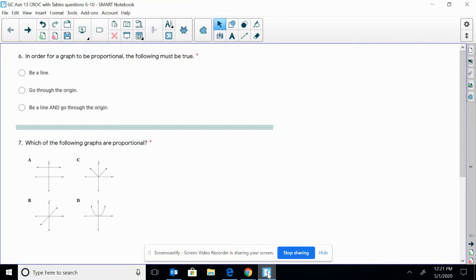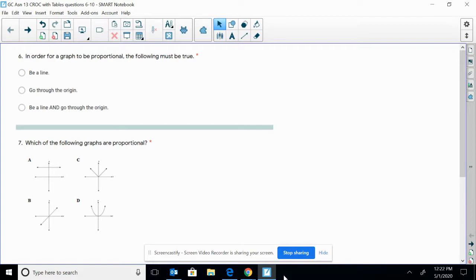Okay, guys, so we're going over the Google quiz for assignment 13, questions 6 through 10. Questions 1 through 5 were on the Ed puzzle that you watched first. So we're going to continue these if you need any help on these.